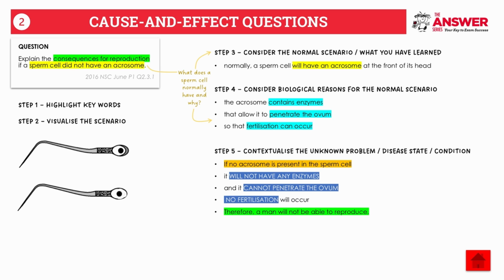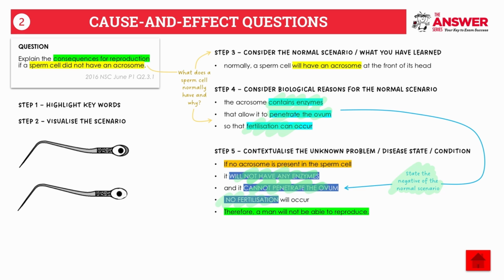So we start off by just saying what the question asks us, right? It tells you the consequences if a sperm cell did not have an acrosome. If no acrosome is present in a sperm cell, so you state the negative of the normal scenario. So we know that if a sperm cell does not have an acrosome, it will not contain enzymes. It cannot penetrate the ovum, and no fertilization can occur.